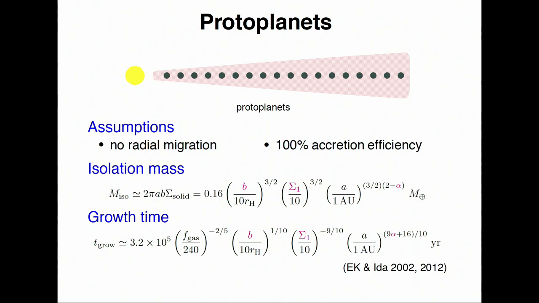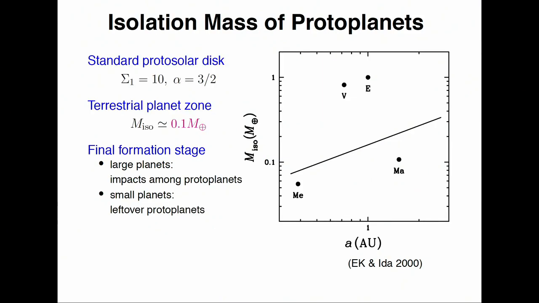Sigma 1 is the surface density at 1 AU, and alpha is the radial exponent of the planetesimal disk we introduced in the planetesimal formation section, right? And B is the orbital separation between two adjacent protoplanets. You don't have to remember this formula, but it's about the Mars mass at 1 AU, so it's much smaller than the Earth. The growth time we can also estimate using this equation. But let me show you by this figure what the mass of the embryos is here.